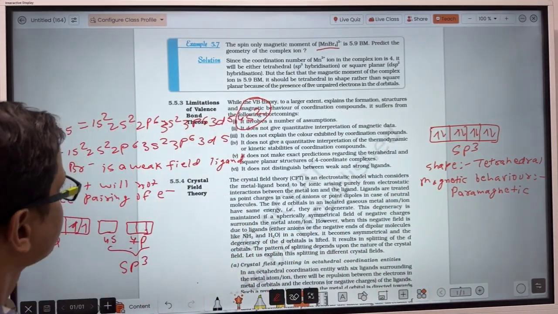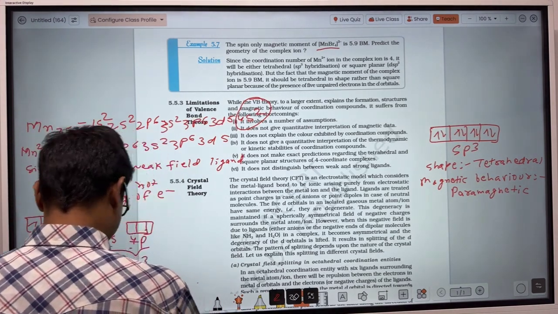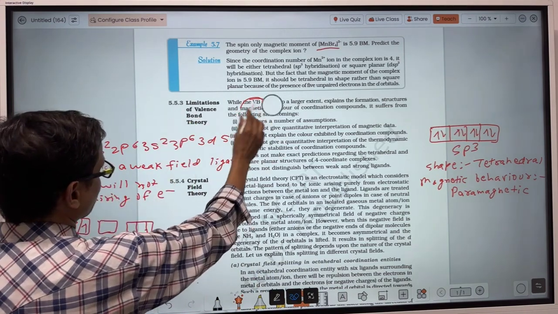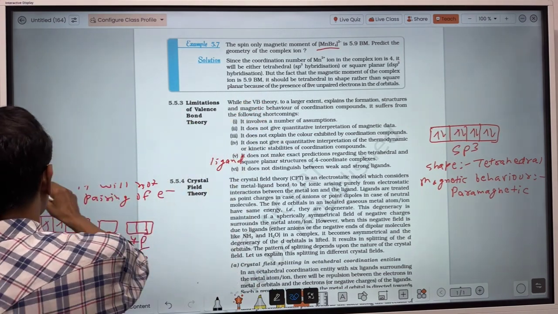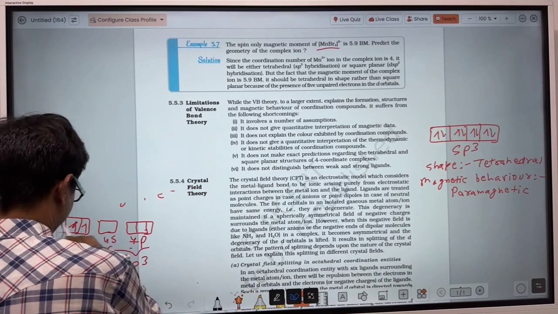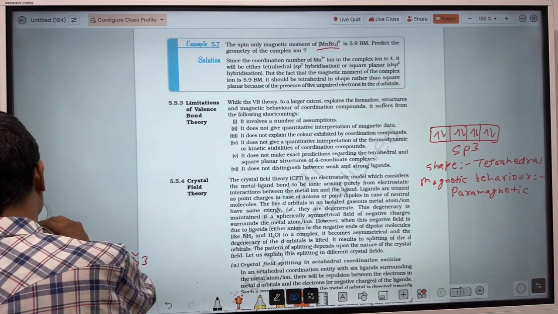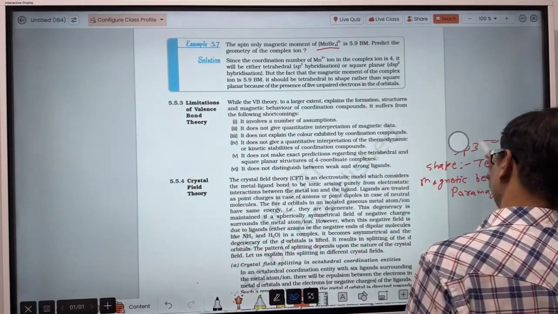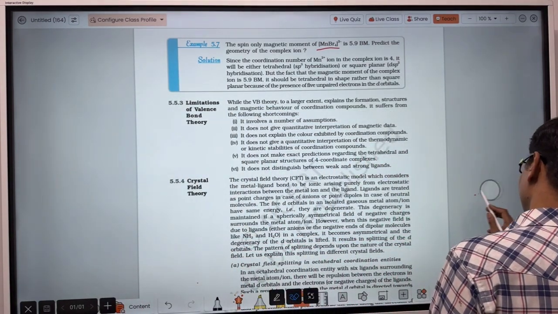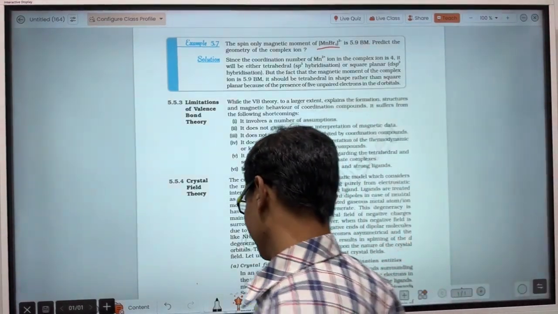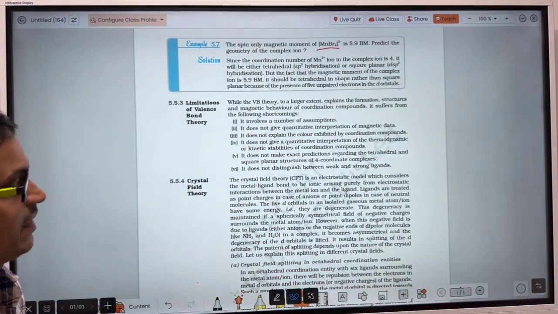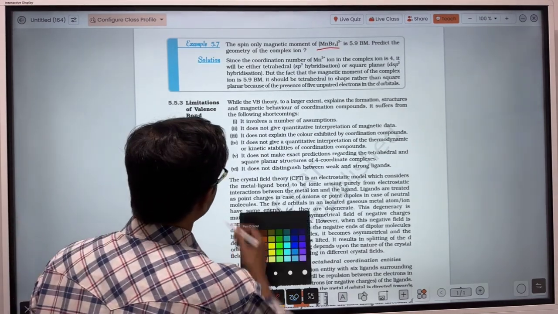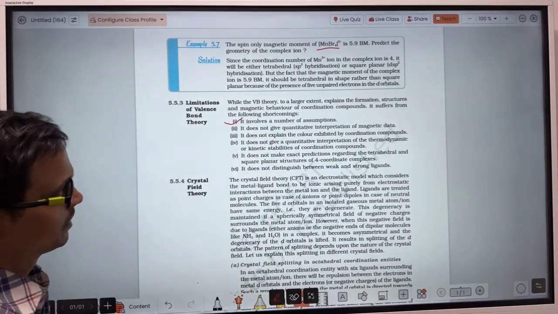Now let's see the limitations of crystal field theory. Let's see the limitations. So which one is most important here? One limitation here is lots of assumptions, because hybridization itself is a hypothetical term. Actually, it does not take place; it has been assumed that it would take place. So now in valence bond theory, the first limitation is lots of assumptions.